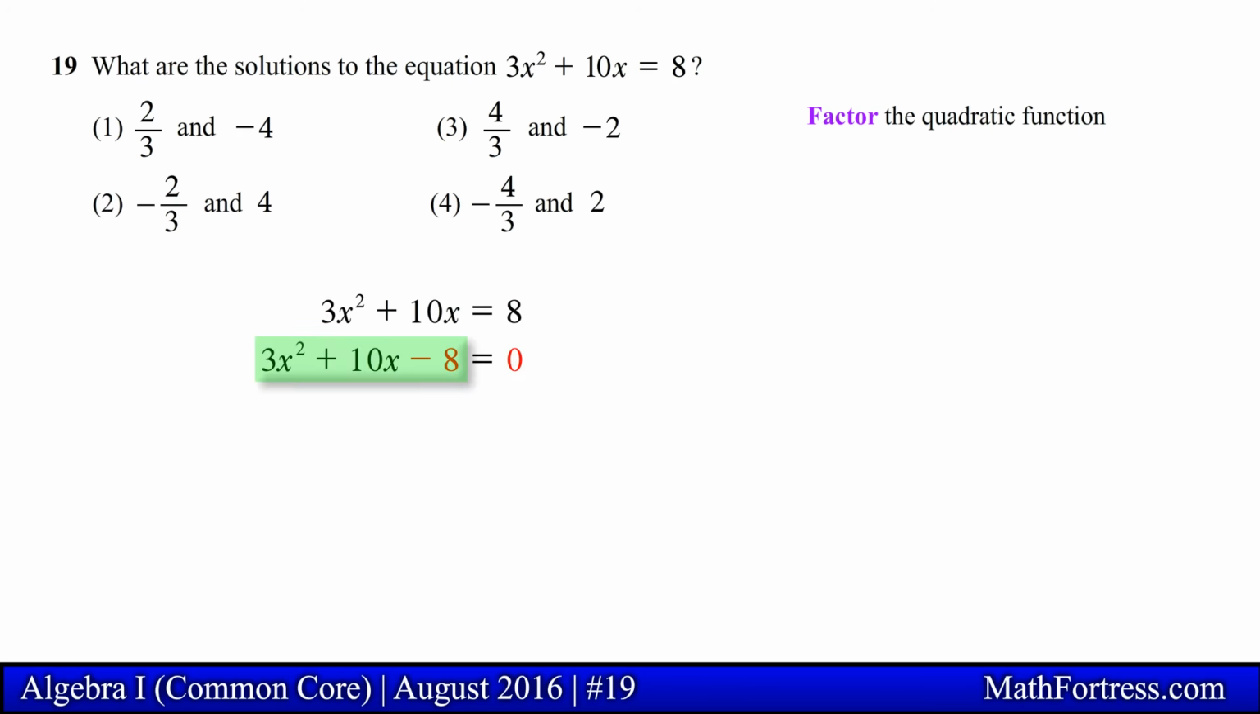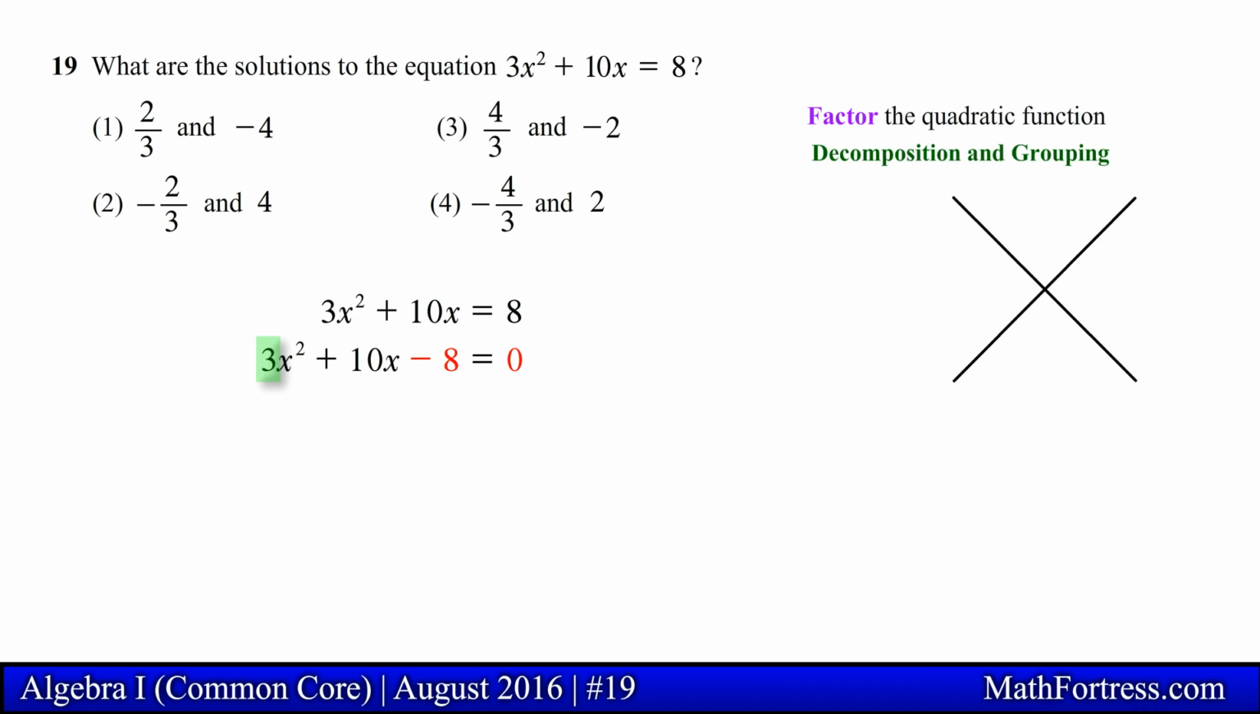Notice that we have a quadratic trinomial with a leading coefficient that is greater than 1. So we will use the method of decomposition and grouping to factor the quadratic trinomial. We first need to multiply the constant term, in this case -8, by the leading coefficient, in this case +3, obtaining -24. We then need to find two integers that multiply to -24 and whose sum is the coefficient of the linear term, in this case 10.